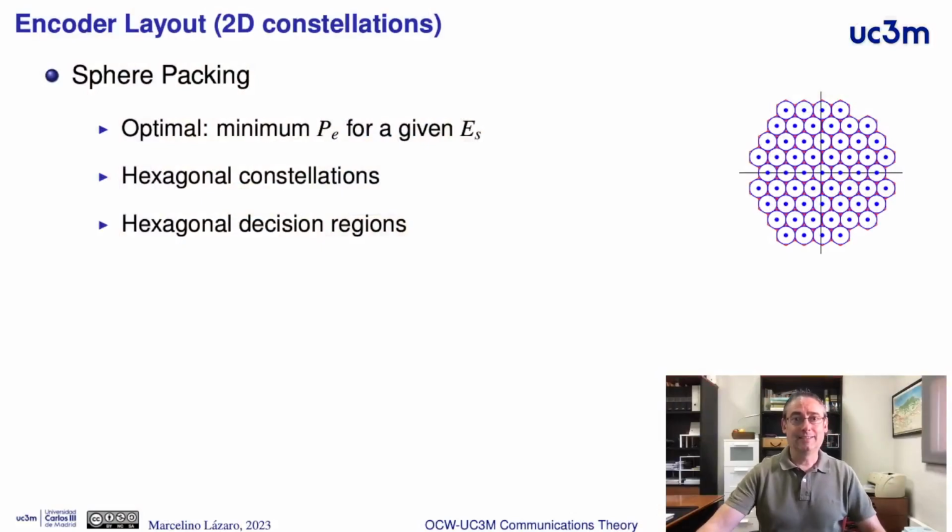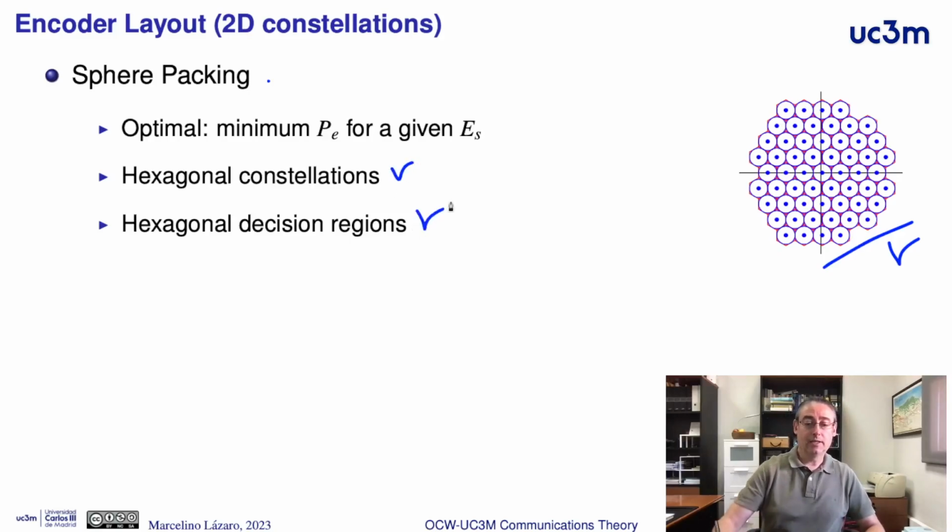The design of two-dimensional constellations by means of the sphere packing technique leads to hexagonal constellations. Constellations like this one. These are optimal in the sense that they have the best possible trade-off between probability of error and mean energy per symbol. The best trade-off between energy per symbol and distance between symbols, the minimum distance between symbols. The constellations are hexagonal, and in general, the decision regions are hexagonal.